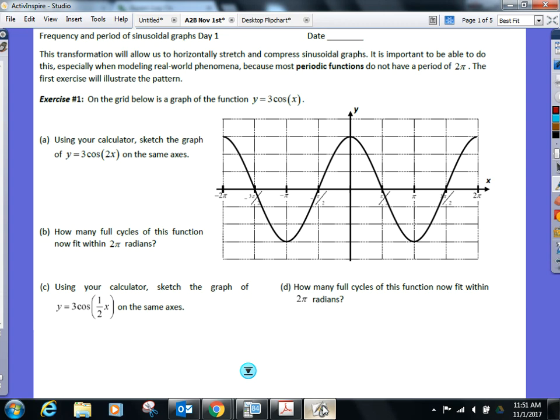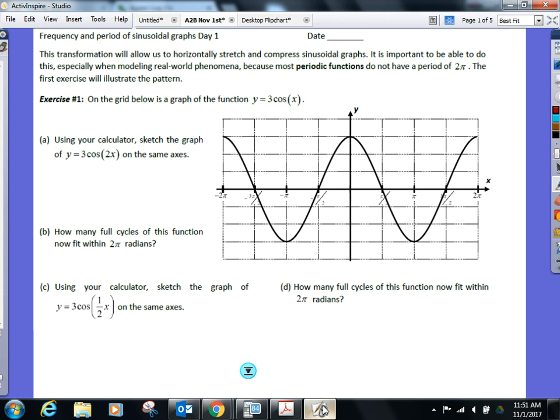So everyone take a look. I've graphed 3 cosine x, something I could easily ask you guys to graph tomorrow on the quiz. All right, 3 cosine x. Instead of starting at 1, it'll start at 3. Then 0, -3, 0, +3.